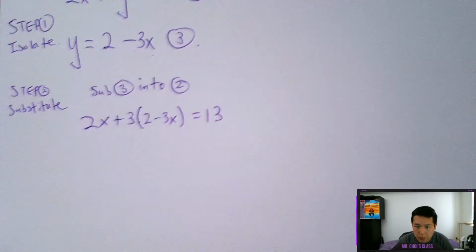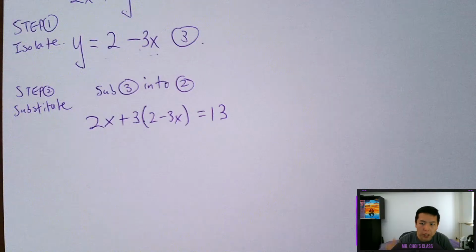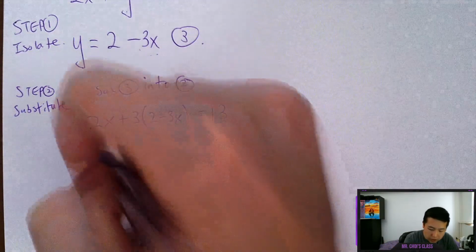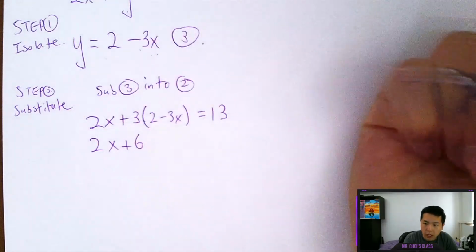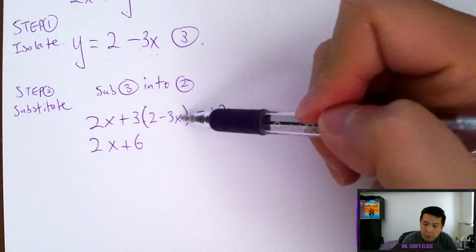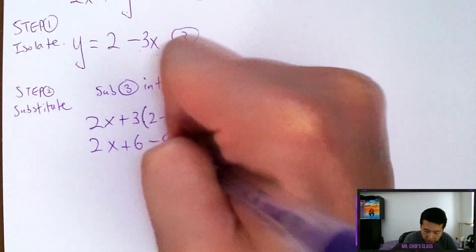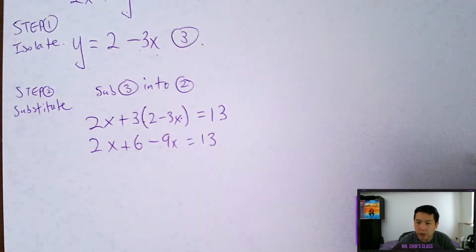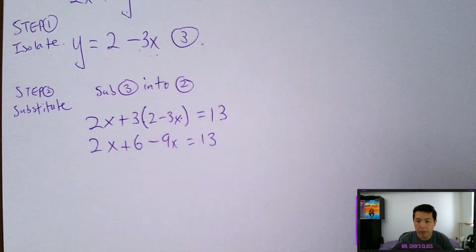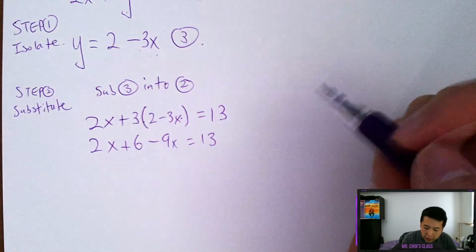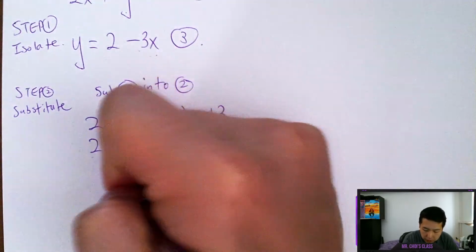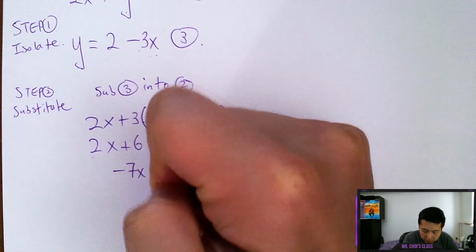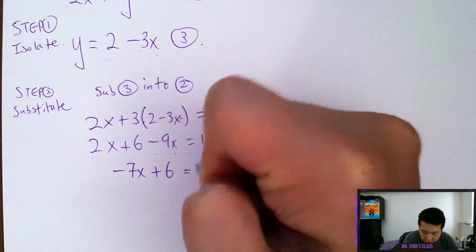Right? So we substitute, and then we can continue to solve that. So we expand our bracket. 3 times 2 is 6. 3 times negative 3x is negative 9x. And that equals 13. Okay? Once we have that down, we combine like terms. 2x minus 9x gives me negative 7x plus 6 equals 13.